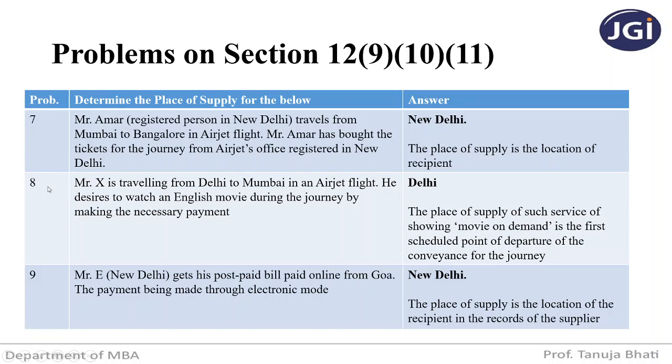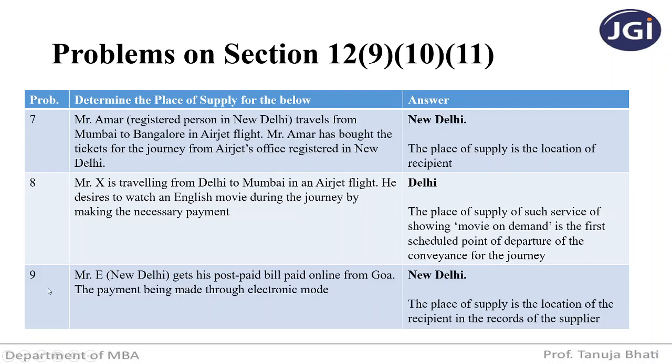Now let us see problem number 8. Mr. X is traveling from Delhi to Mumbai in an airjet flight. He desires to watch an English movie during the journey by making the necessary payment. So he is taking services on board a conveyance. So section 12 subsection 10, as per that, it is the first scheduled point of departure. So here he is traveling from Delhi to Mumbai. So the first point where he is going to depart for the journey is New Delhi. Therefore, as per section 12 subsection 10, the answer is Delhi. So the place of supply of such services of showing movie on demand is the first scheduled point of departure of the conveyance for the journey.